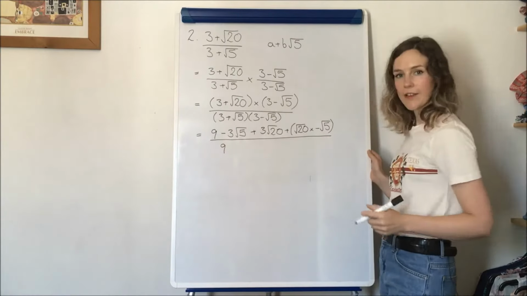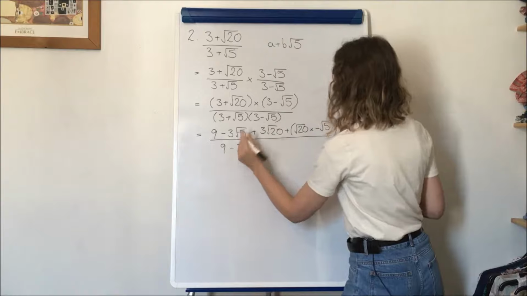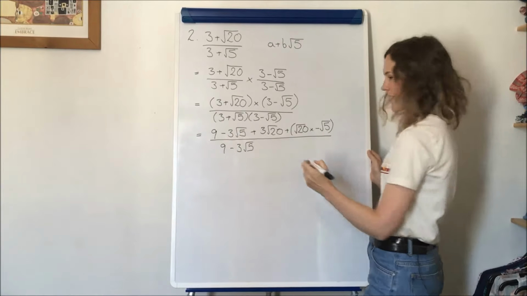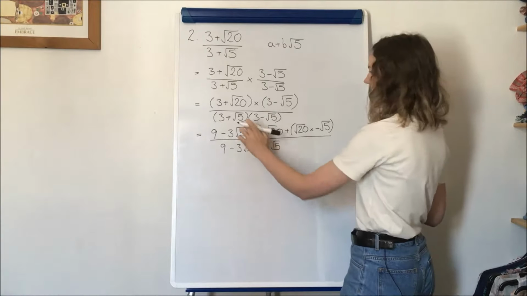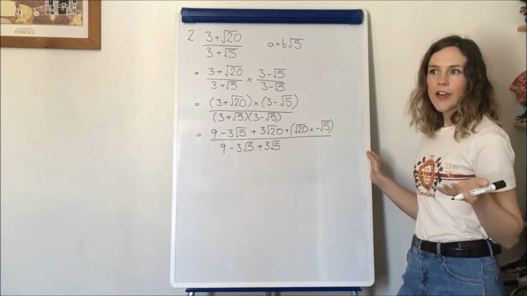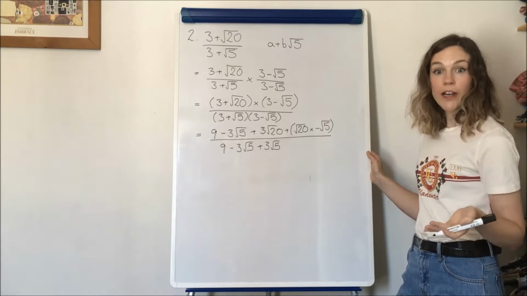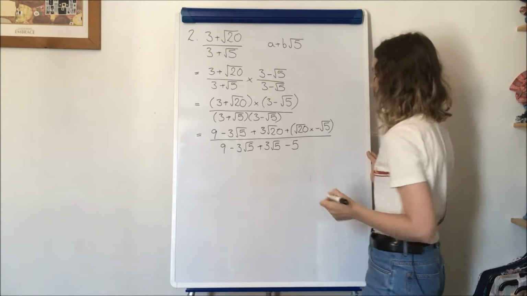3 times 3, which is 9. 3 times minus root 5, which is minus 3 root 5. Root 5 times 3, which gives plus 3 root 5. And root 5 times minus root 5, well, root 5 squared just gives you 5. So that's going to be minus 5 on the end.